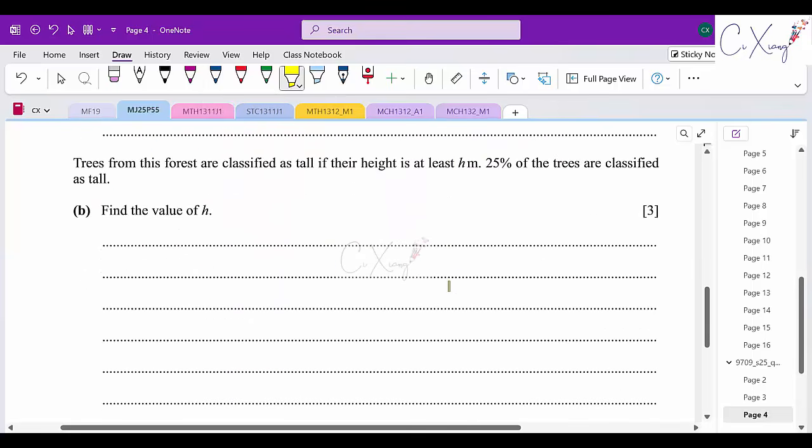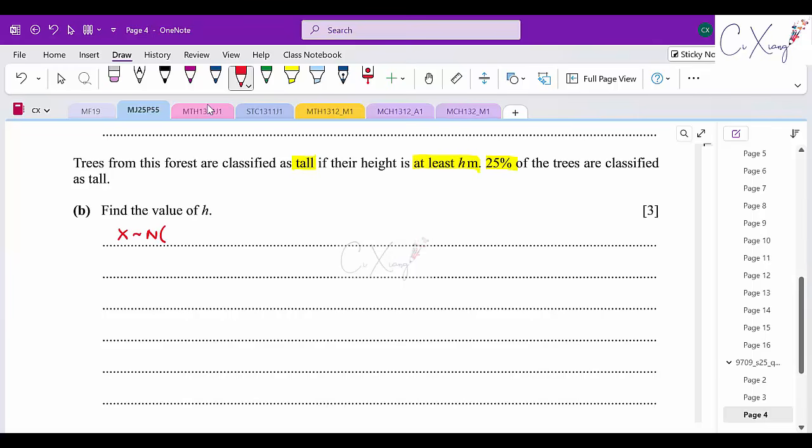Now they say trees from this forest are classified as tall if the height is at least h cm. 25% of the trees are classified as tall. So find the value of h. Alright, so still the same. It is still talking about the height of the tree. It is still normally distributed, and the mean is still the same, 20, and the variance is 5 squared.